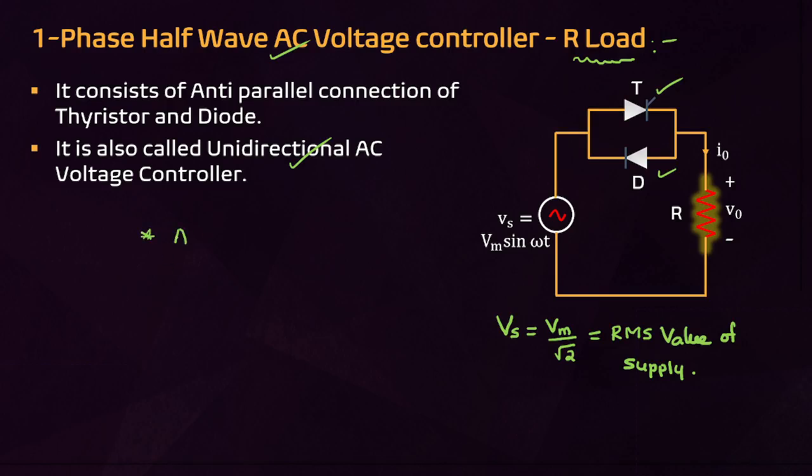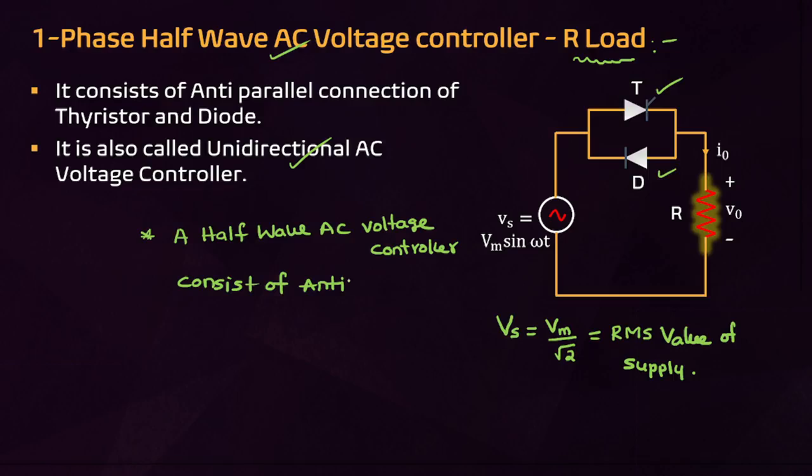A half wave AC voltage controller consists of an anti-parallel connection of thyristor and diode.